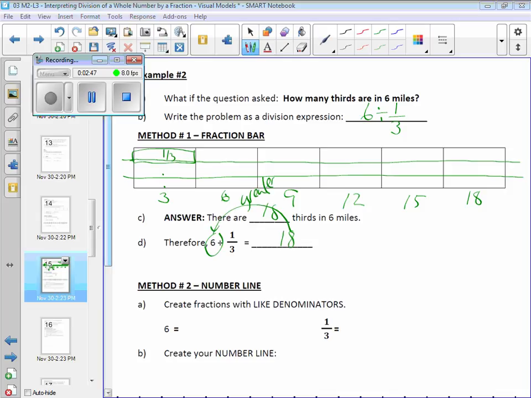Yes, Andrew? That's the shortcut. What you've just done, and we're going to get to it, is something called multiplying by the fraction's reciprocal. We'll get to it.